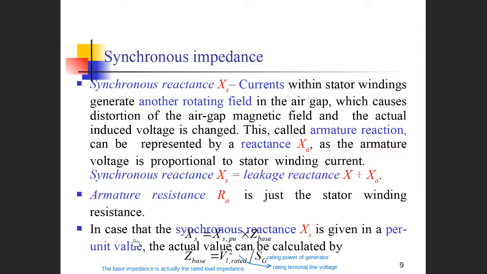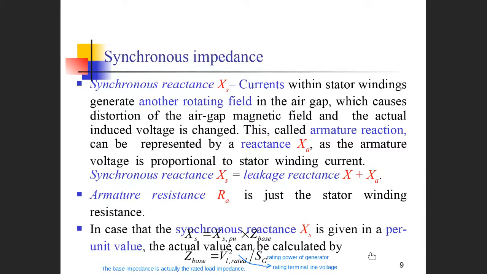So the per unit value of the internal armature impedance means the percentage of the armature impedance in comparison with the rating load impedance, which is a small part of that, less than 10% of that. Very similar to that for the transformer, where the impedance base value on the secondary side is also the rating loading base value. Okay, that's the meaning of it.